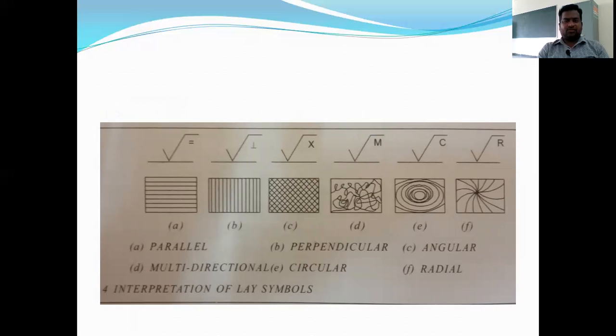Okay, and observe the different types of surface roughness lay symbols. So here, if we are providing these two lines, it is for parallel, and if we are providing a perpendicular symbol, it is perpendicular lay. If we are providing a cross symbol, it is for angular. If we are providing M, it is for multi-directional, and if we are providing C, it is for circular. If we are providing R, it is for radial. Okay, so based on the surface roughness, we are using different types of symbols.